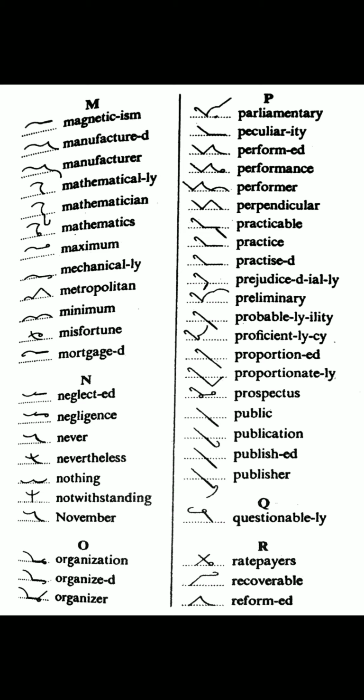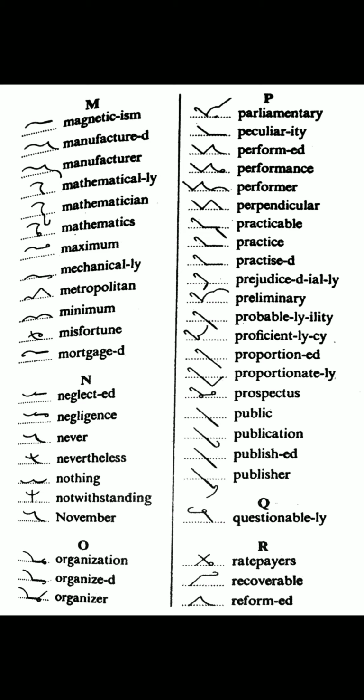N stroke with NG stroke on the line for nothing. N stroke intersecting T stroke on the line for notwithstanding. N stroke with V stroke on the line for November also. Downward R, gay stroke, S stroke, Shan hook for organization. Downward R on the line, gay stroke, N stroke for organized.